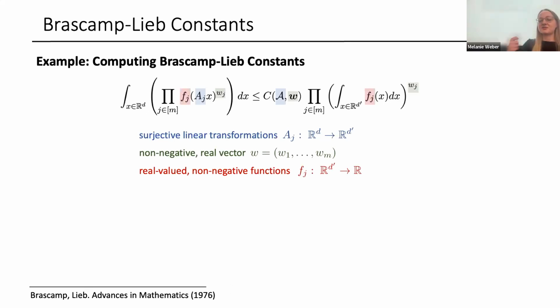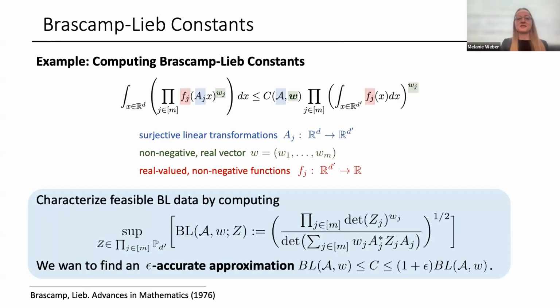The characterization of those components is called the Brascamp-Lieb datum. And then what we are interested in computing is this constant C. Whenever that constant is finite, we say that the Brascamp-Lieb datum is feasible, so it gives us a non-trivial inequality. Moreover, we would like to find the actual value of that constant, which has various implications for the study of these inequalities. So we want to compute an epsilon accurate approximation to this constant. And that's what I mean by the problem of computing Brascamp-Lieb constants.